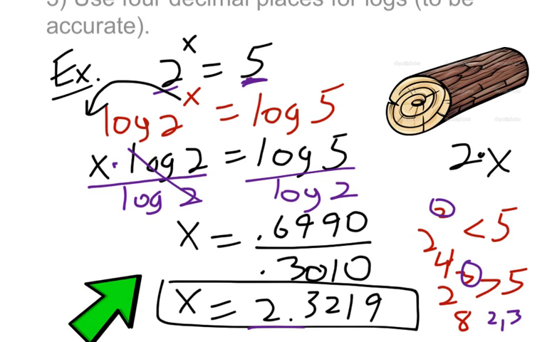So look at my final answer. I got 2.3. That's really close. That sounds good. And actually it's closer to the 4. 4 is closer to 5 than 8 is to 5. So it would make sense that it's less than 2.5, or closer to 2.